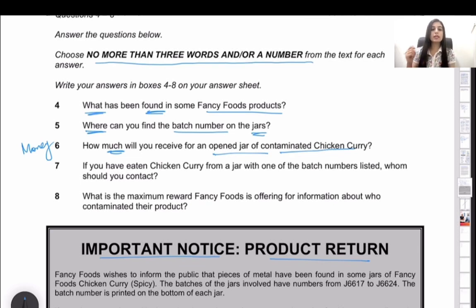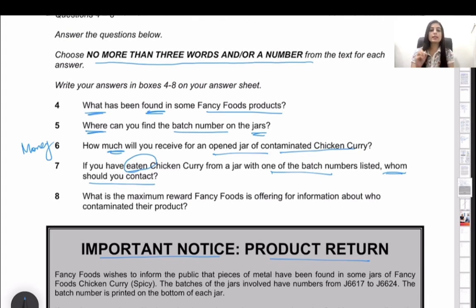The 7th one says, if you have eaten chicken curry from a jar with one of the batch numbers listed, whom should you contact? Whom should you contact basically means that the answer will have the name of a person or their designation. So it could be, for example, the manufacturer or the manager, the sales manager or the salesperson. It could also be a name. So we'll have to go through the passage to know whether it's a name or a designation. And here the keyword is if you have eaten. That's the condition. If you've already had the chicken curry from a jar with one of the batch numbers listed in the notice, in that case, whom should you contact?